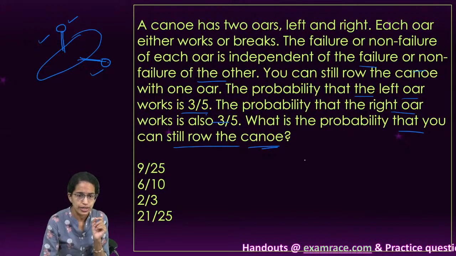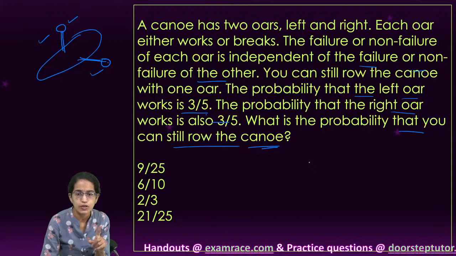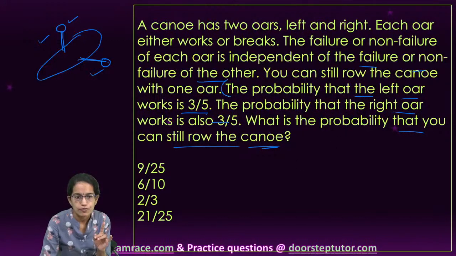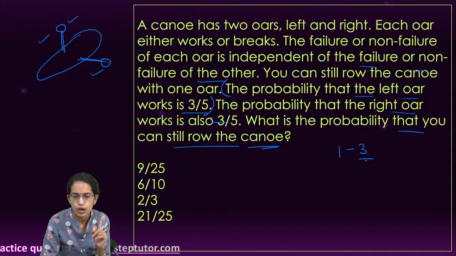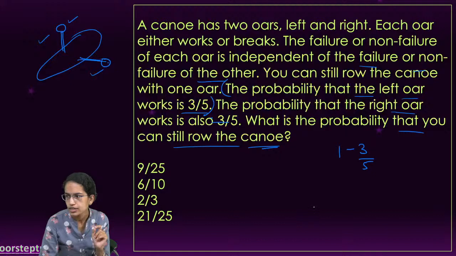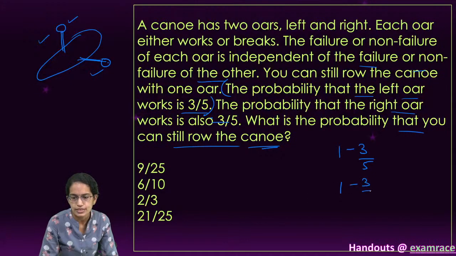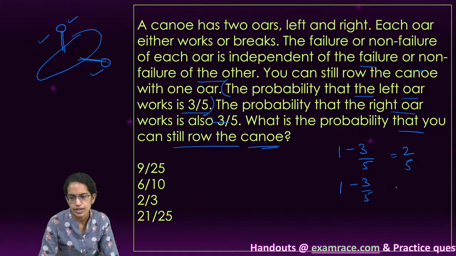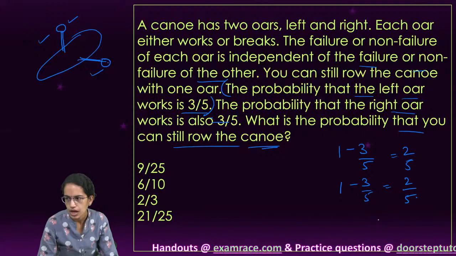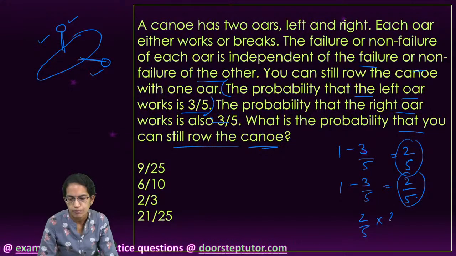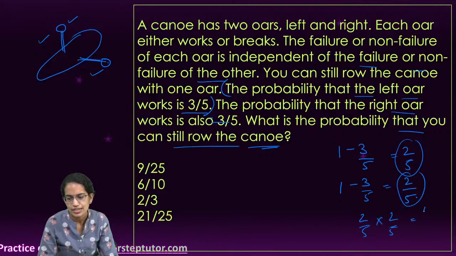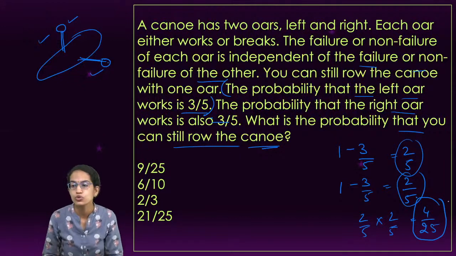Now, how do we find out? We need to figure out the only case where you cannot row. So, if there is a probability that left works, what is the probability it does not work? So, 1 minus 3 by 5. Clear? Now, what is the probability that right does not work? So, 1 minus 3 by 5 again. So, this is 2 by 5 and this is again 2 by 5. Now, what is the probability that both do not work? So, it is 2 by 5 multiplied by 2 by 5. So that is 4 by 25. So 4 by 25 is the probability that both the oars do not work.